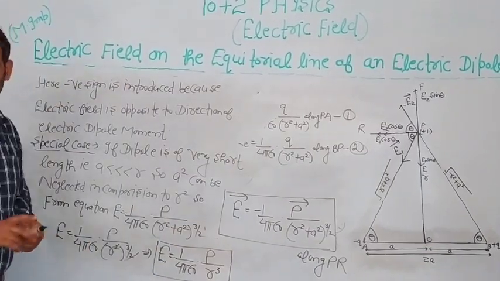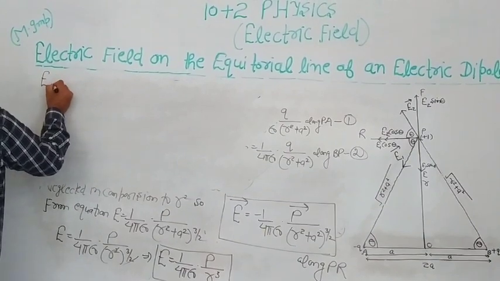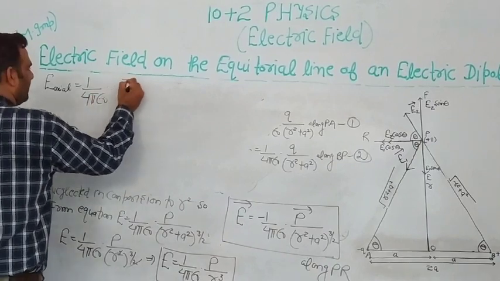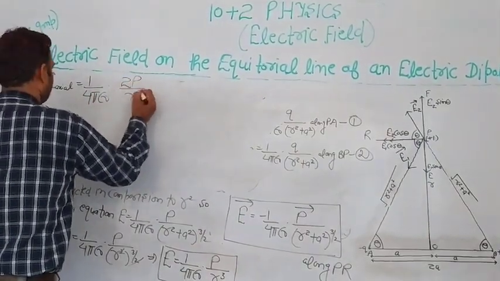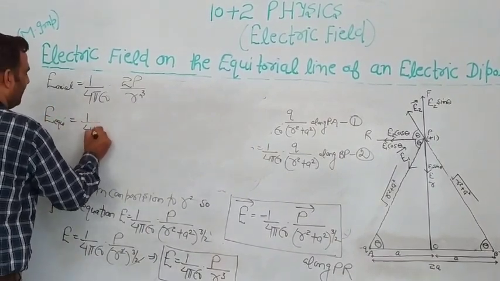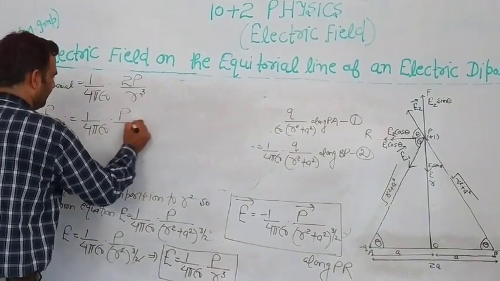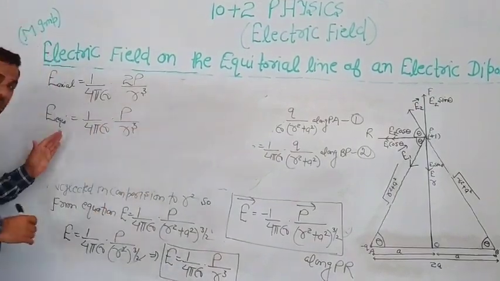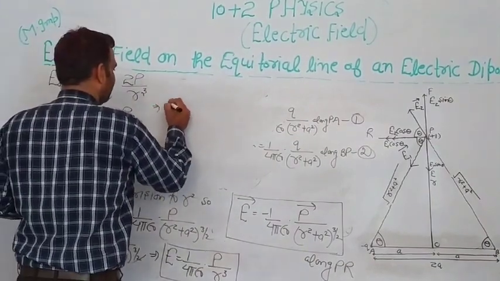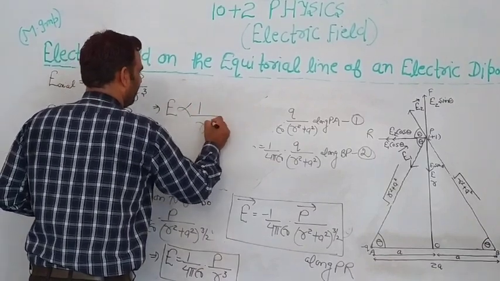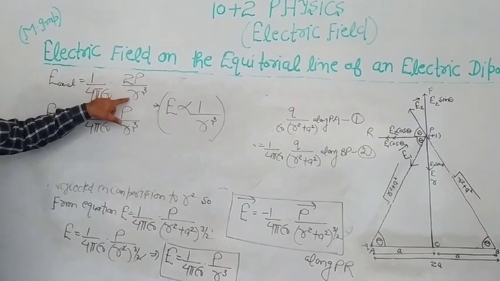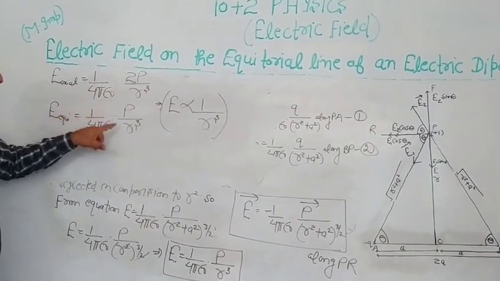Previously, for the electric field on the axial line, we got the result E axial equal to 1 upon 4 pi epsilon naught 2p upon r cube. In the case of E equatorial, we have got the result 1 upon 4 pi epsilon naught p upon r cube. So in the case of an electric dipole, it is clear that the electric field is inversely proportional to the cube of distance in both the cases.